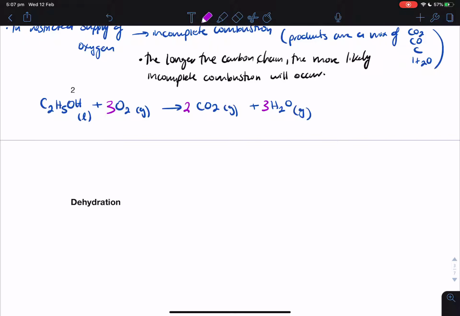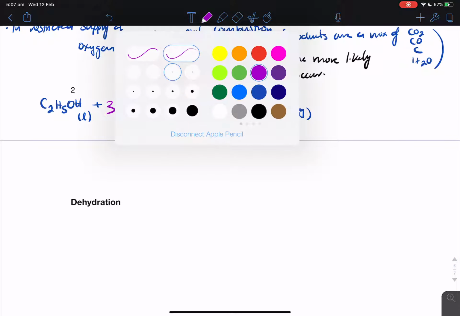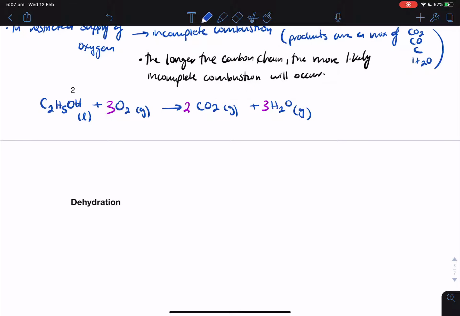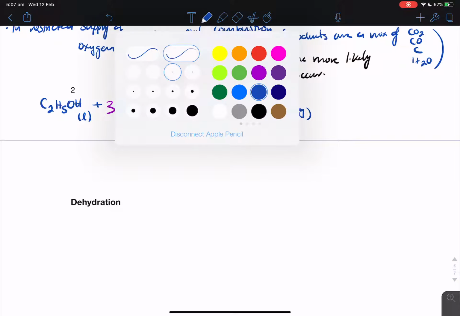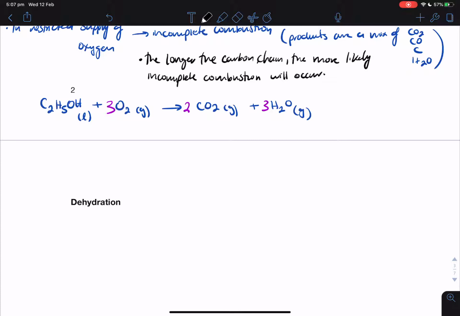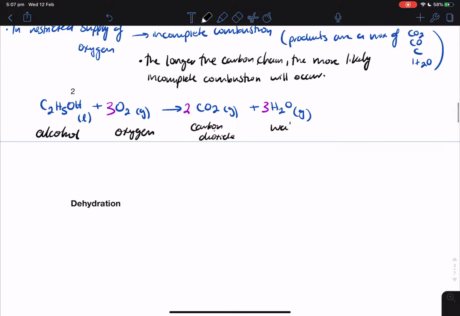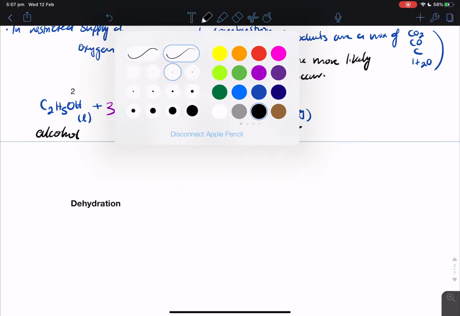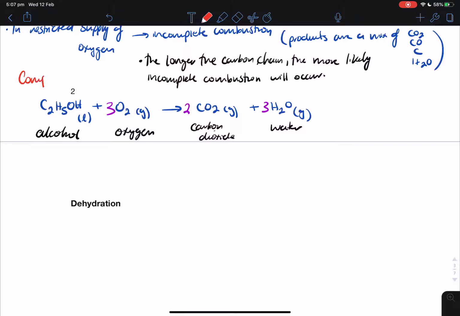Okay, so now that we've balanced the equation, we can see that with an excess of oxygen, this works very well. We have an alcohol, oxygen gas, to make carbon dioxide and water. So we have an alcohol, oxygen gas, or just oxygen, carbon dioxide, and water. So that is our complete combustion.